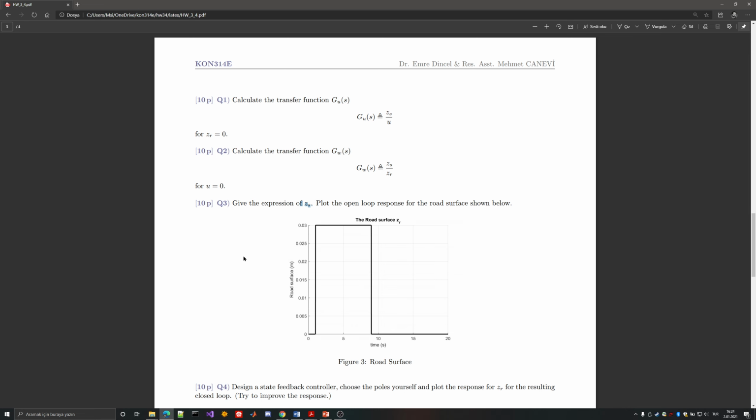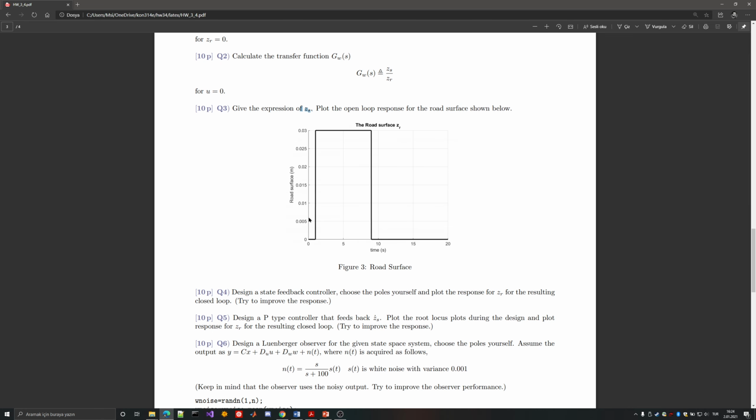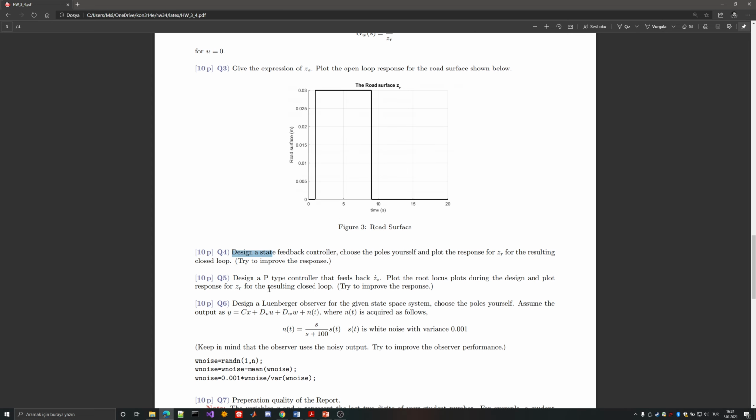Now the first 3 questions are basically more for analysis, and then we are switching to synthesis here. We are asked to design a state feedback controller, choose the poles yourself. So here some guessing is involved. So you should choose them by trial and error.